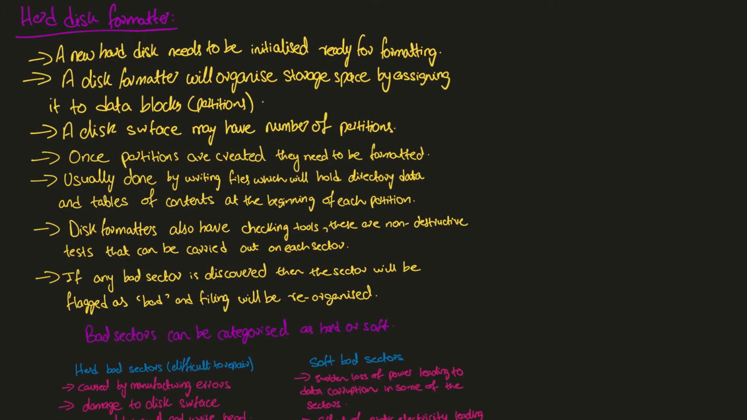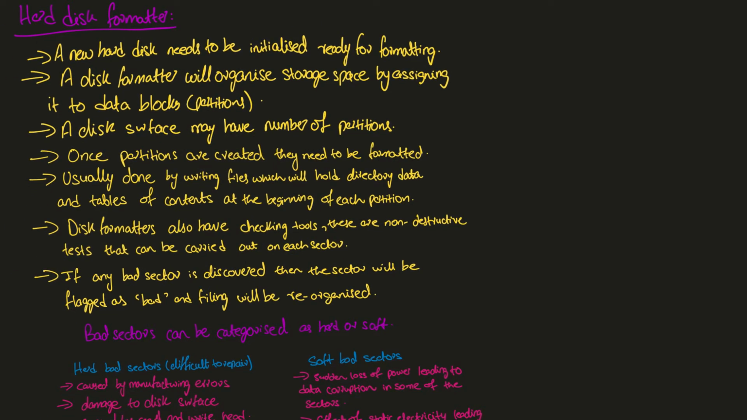So let's go over what a hard disk formatter is. First of all, whenever you install a new hard disk into your computer, it needs to be initialized in order to store data, right? So a hard disk formatter will organize storage space by assigning it data blocks or partitions. The most common word is partitions, right? A disk surface may have a number of partitions, where it can store data, right?